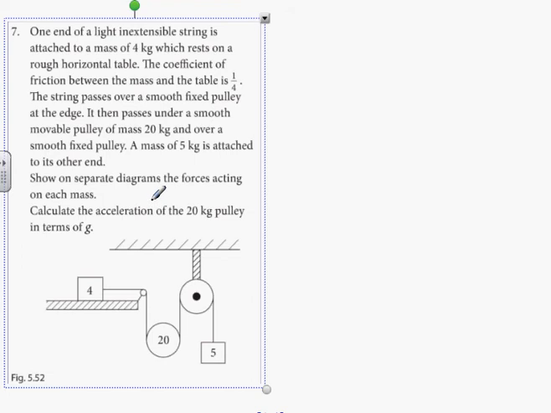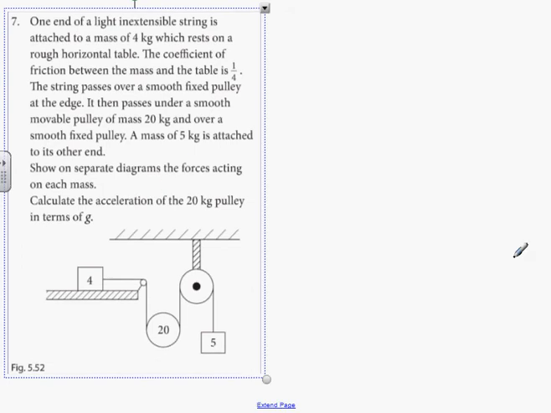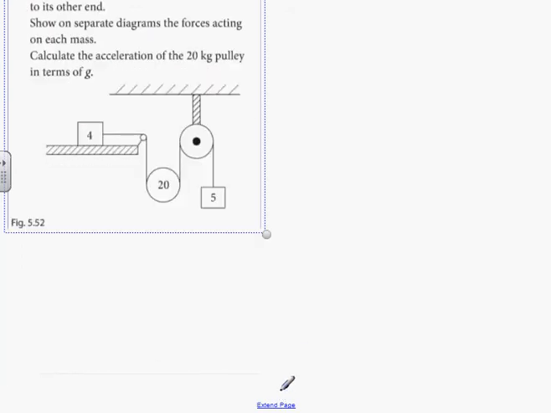Now, what I want to bring your attention to here is that we're talking about the 20 kilogram pulley falling here. It seems to be significantly bigger than 5. So thinking about the 20, my guess would be 20 falls, 5 goes up. In fact, both of them fall, as in the 4 goes to the right. The 4 can only go one way. 20 is so large, we have to assume that the 5 is going up and the 20 is going downwards.